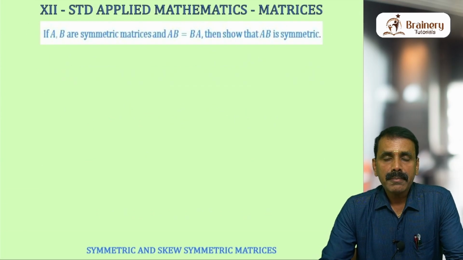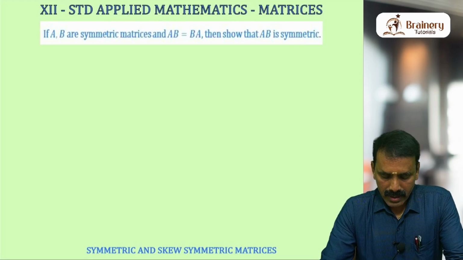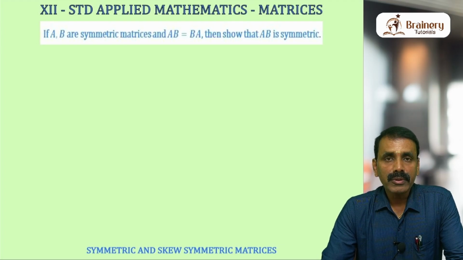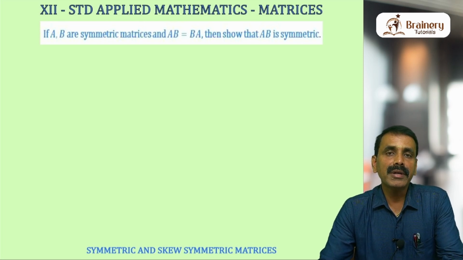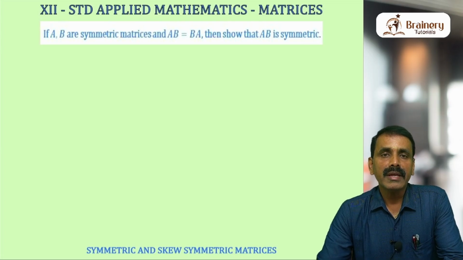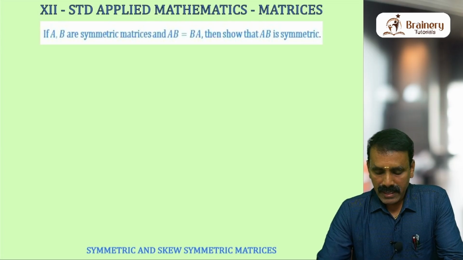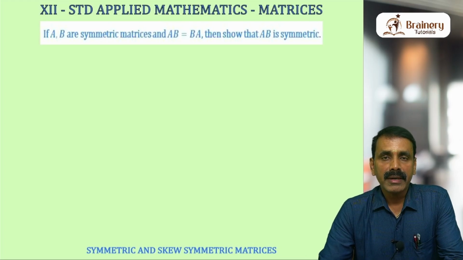Now consider this property: A and B are symmetric matrices and AB equal to BA. They are given AB equal to BA. Then we are supposed to prove that AB is also a symmetric matrix. Usually matrix multiplication is not commutative, but in this particular problem, if AB equal to BA, then we can very well say that AB is a symmetric matrix.